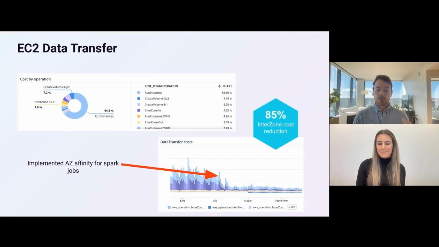The root cause being Spark shuffles, copying large amounts of data between instances. By ensuring the Spark executors for a particular job, which are usually training jobs or ETLs, things like that, are running in the same availability zone, we were able to cut this spend by around 85% and get some minor performance gains.